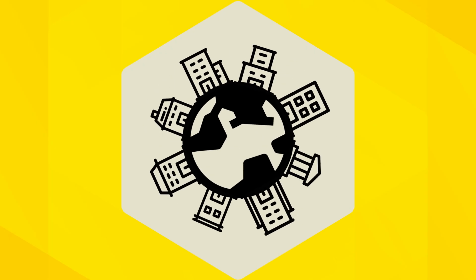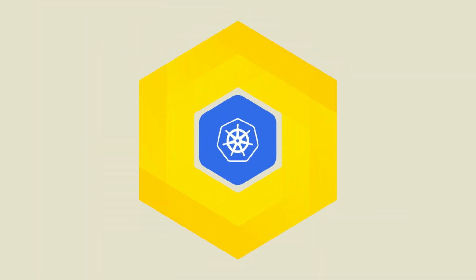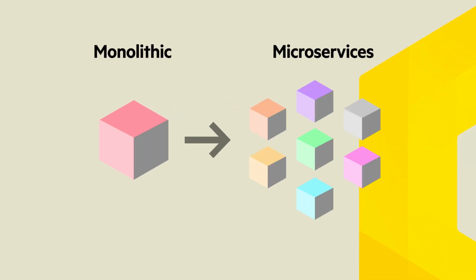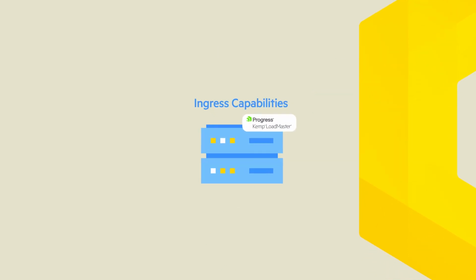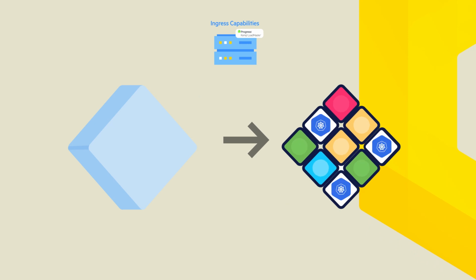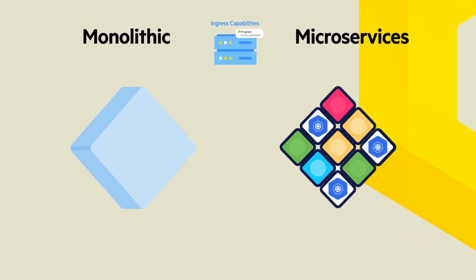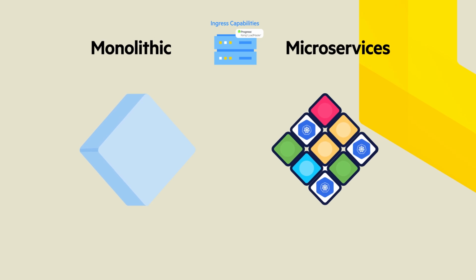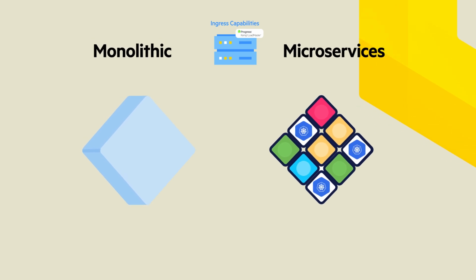Organizations around the world are increasingly adopting Kubernetes. With this adoption comes the real challenge of migrating numerous monolithic applications to this new microservices architecture. Progress LoadMaster has Ingress capabilities that can support these migrations by allowing monolithic and microservices architectures to coexist, enabling a smooth transition and reducing the risk of disruption.